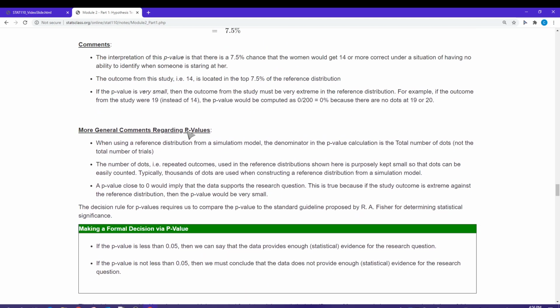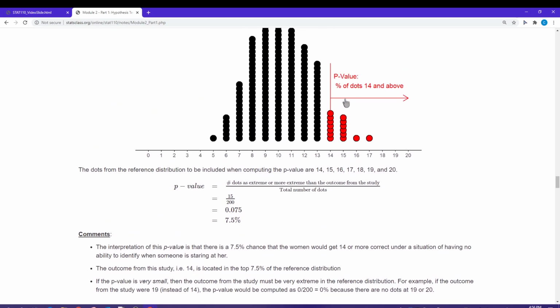Now if we go back up here and look at the staring case, the p-value here was 7.5%, which is not less than 5%. So 14 is not extreme enough. So I do not have evidence for my research question. 14 sits too far back into the reference distribution. Again, the reference distribution indicating no difference, or that she does not have the ability. So it sits too far back into this.